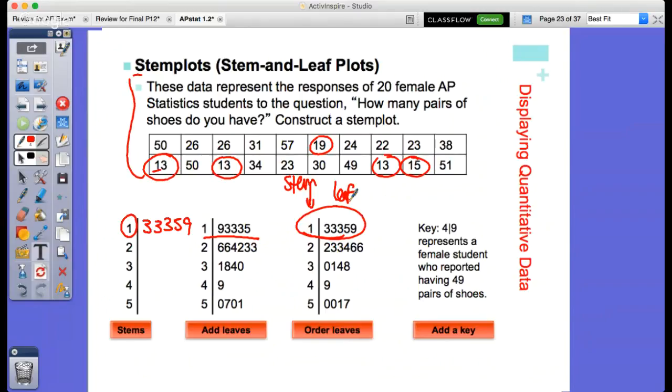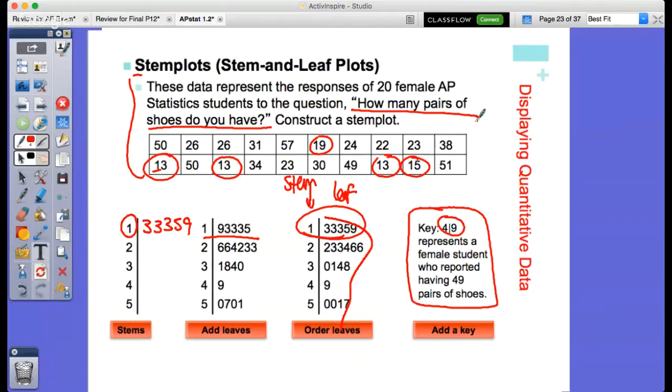So as I look at this from least to greatest, you have to kind of look this way, it's kind of skewed to the right side from the least to the greatest values that are there. The big thing to include here is a key that represents one random number. So 4-9, just showing that that would be representative of whatever your context is. In this case, the amount of pairs of shoes that females have, and you just say it represents a female student who reported having 49 pairs of shoes. That's a heck of a lot of shoes, 49. But yeah, that's how we would describe it there.